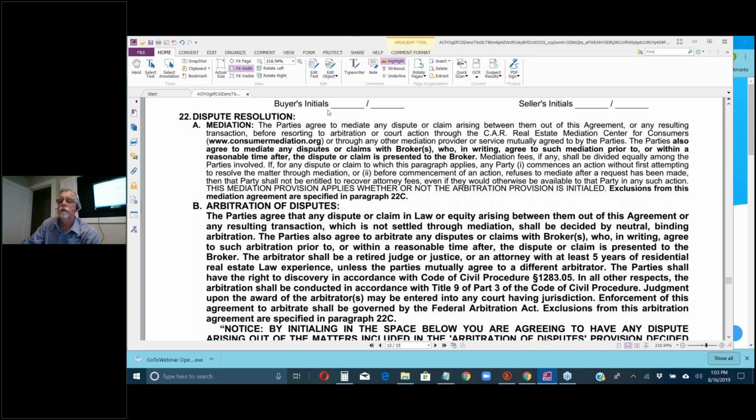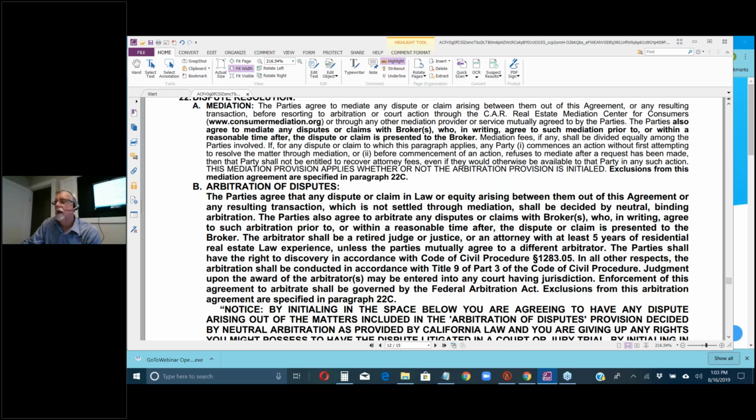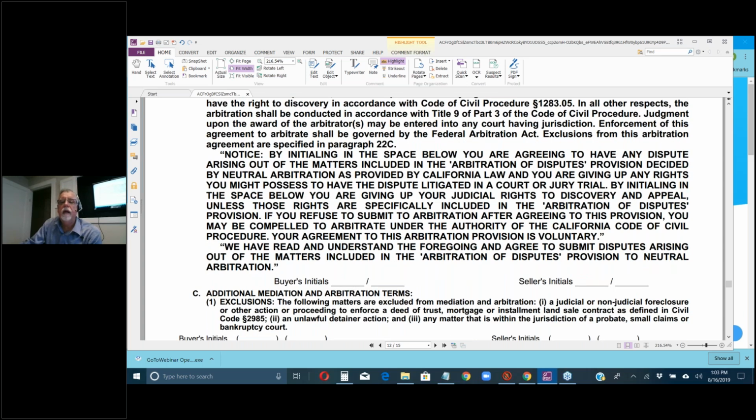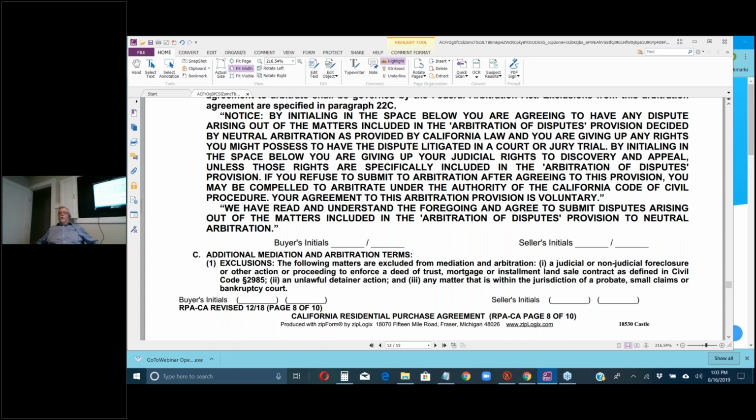Okay, so we want these initials, correct? Generally a lawyer would give you advice, but I would say this listing agent is expecting that you initial these, and it could save you money. What is not included, by the way, is any matter that is within the jurisdiction of probate, small claims, or bankruptcy. You can always sue them for up to $10,000 in small claims court, even if you've initialed this.